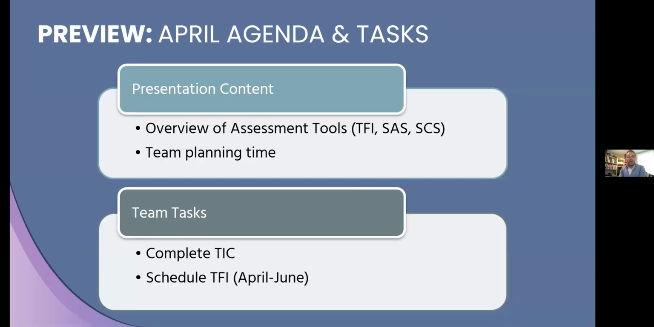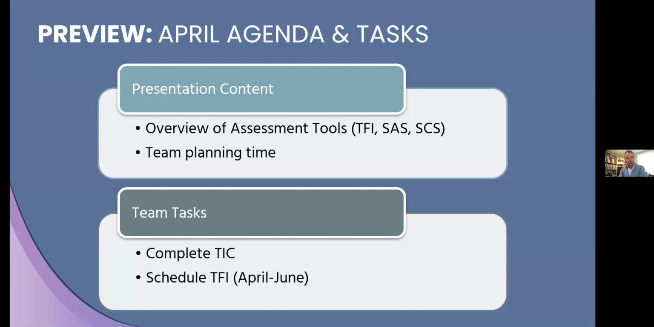Thank you for spending time with us to review the content of this session. The agenda for the April session will include an overview of assessment tools, including the tiered fidelity inventory that we mentioned so much today, the self-assessment survey. We'll also be spending some time with your team and doing some planning.